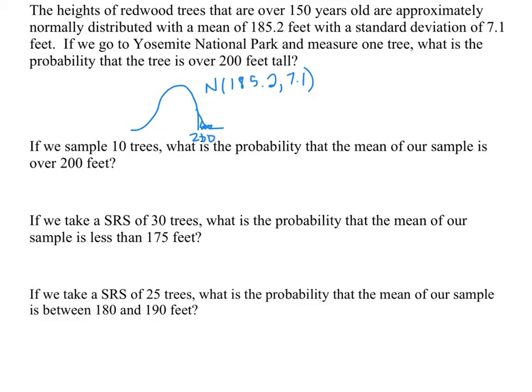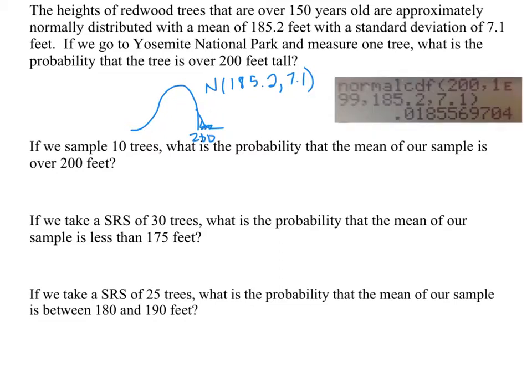Okay, so let's calculate that. I've used the calculator. You can see the probability is 0.019. Now, if we sample 10 trees, what's the probability the mean of our sample is over 200 feet? So now we're talking about a sample mean.